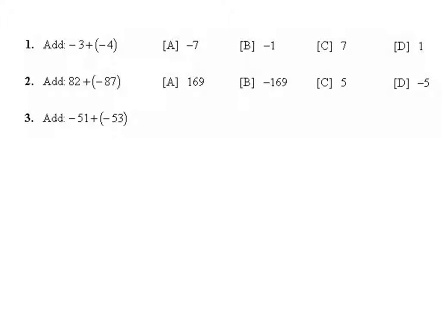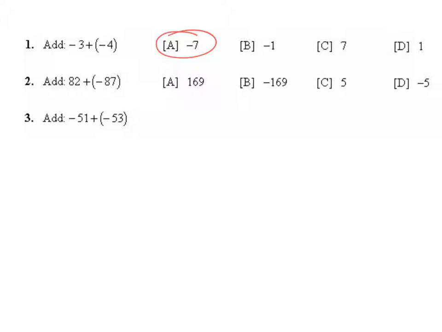In this video, I'm going to show some examples of how to add integers. Remember that when we are performing the operation of addition, what we are doing is combining. So on question 1, we're combining 3 negatives with 4 negatives. We can model this with little counters. So I have 3 negatives, and I'm combining it with 4 more negatives. 1, 2, 3, 4. So altogether now, when I combine all those, I have 7 negatives, which is A.